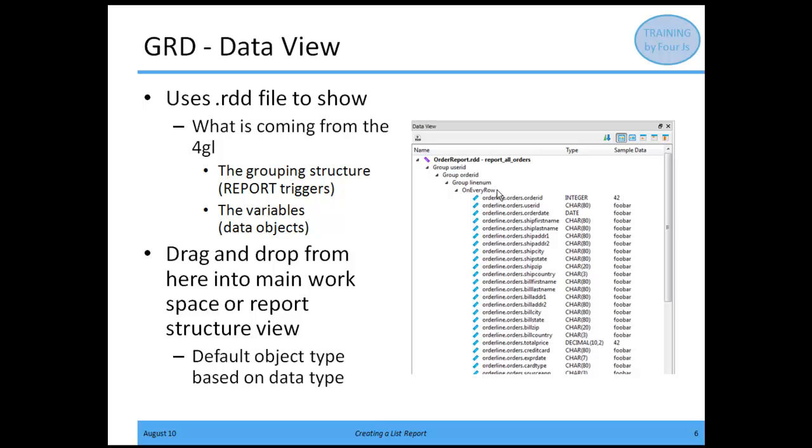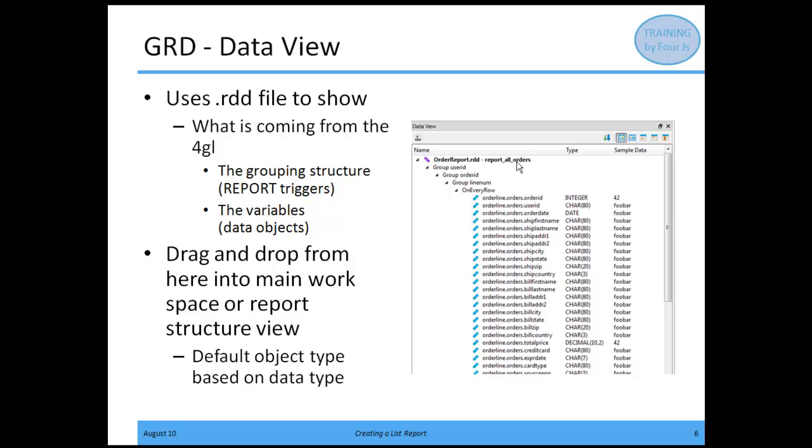And then for every row that's being sent across, I'm given the variables or the data objects that are being sent across with each row. If I had used some before group triggers or some after group within my report block, they would also appear here, showing me what we call the grouping structure, or where we're allowed to tell the report designer to expect a change in store number or a change in order number, what I should do beforehand, what I should do afterhand.